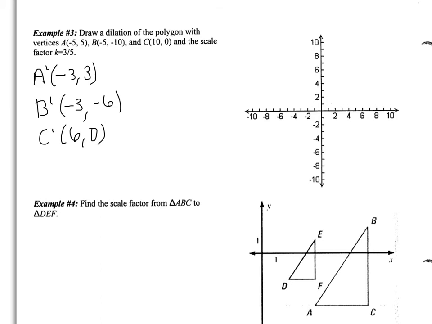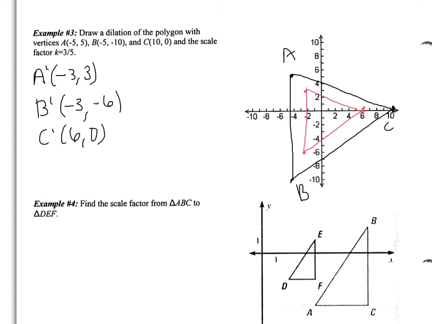And let's draw the new figure and the old figure. The original figure has the point negative 5, 5, which is about here. That's the A. The B is negative 5, negative 10, which is here. And C is 10, 0. So this is our original figure, A, B, C. And then the new figure has negative 3, 3, negative 3, negative 6, and 6, 0. So in the red is our dilation.